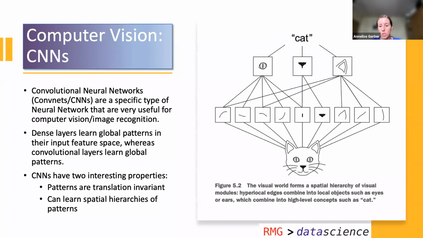Convolutional neural networks are a specific type of neural networks that are very useful for computer vision and image recognition. A fundamental difference between a densely connected layer and a convolutional layer is this. Dense layers learn global patterns in their input feature space, whereas convolutional layers learn local patterns. CNNs also keep track of the geometry. For instance, in the case of images, they learn patterns found in small two-dimensional windows.